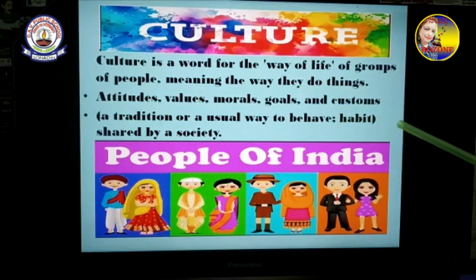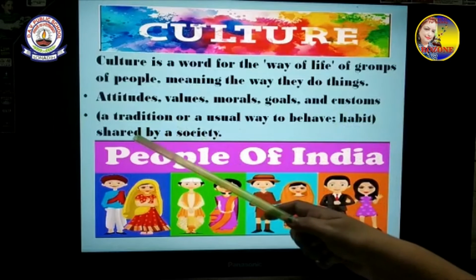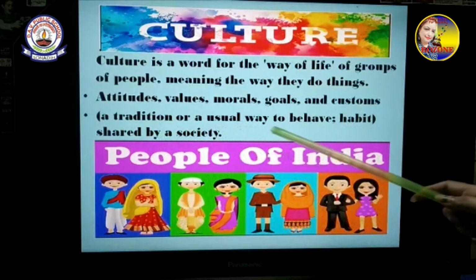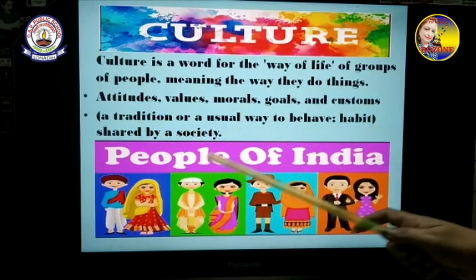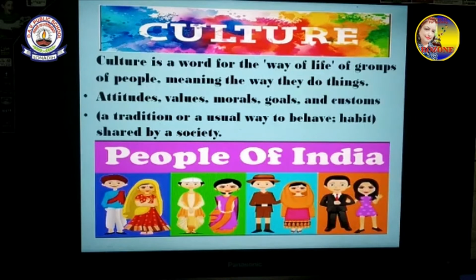Now, what comes under custom? You see, a tradition or a usual way to behave, a habit, shared by a society. Sometimes we see we behave in a particular way. The family has a particular way of saying certain things, doing certain things. So we say it's the custom. It is the custom of that family. It is the culture of their family. So this is all about culture.